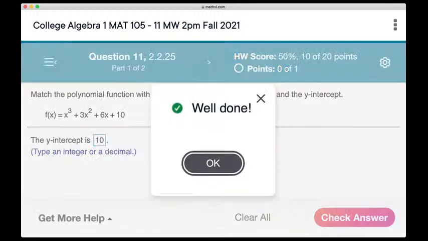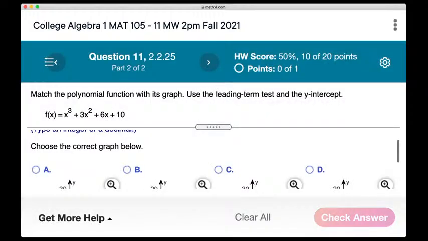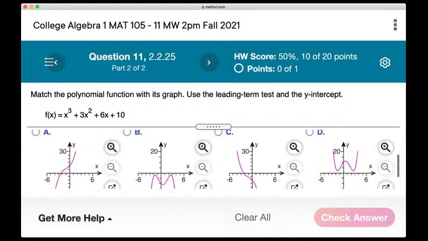Okay. And then with the leading term test, leading coefficient is positive, so that means it goes up to the right, so it can't be B and it can't be C. And then the degree of the polynomial is odd, so that means the other side does the opposite, so it should go up to the right and down to the left. The only graph that goes up to the right and down to the left is A. All right, so we're going to go with A.